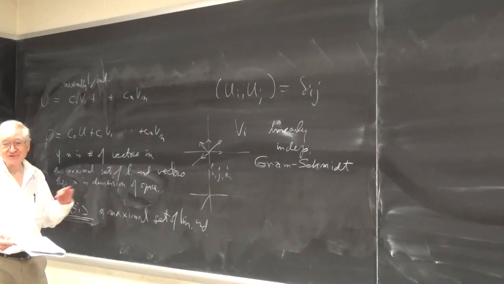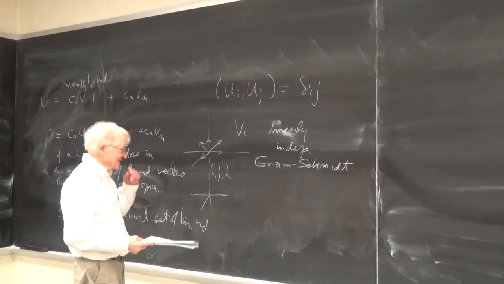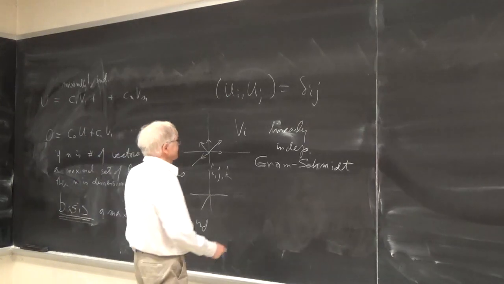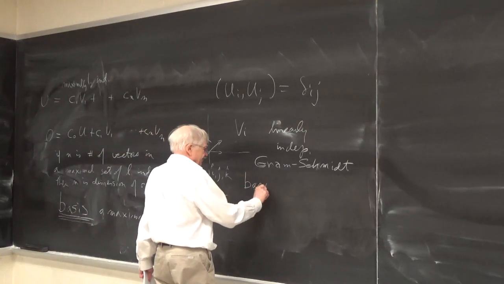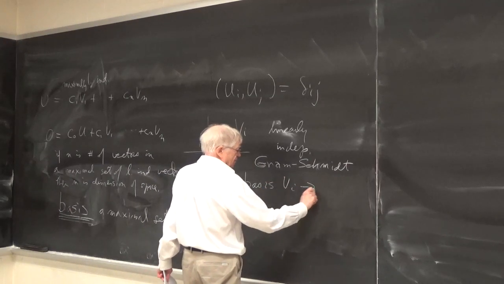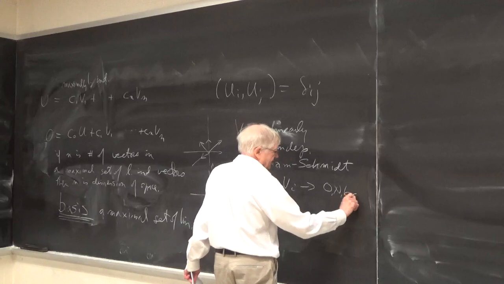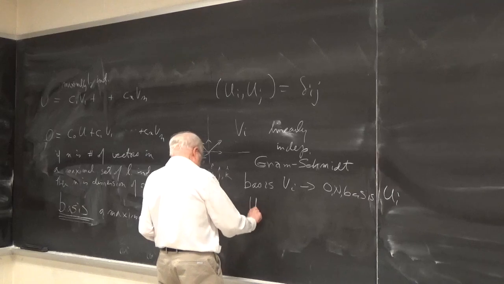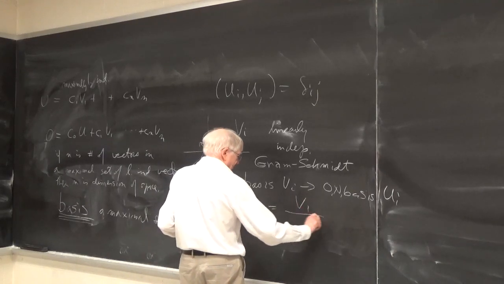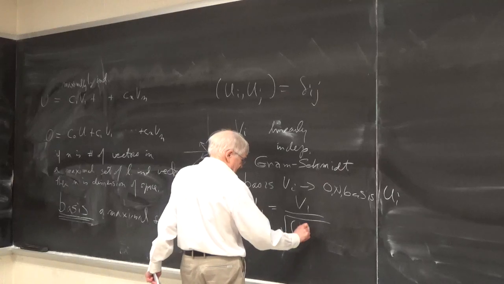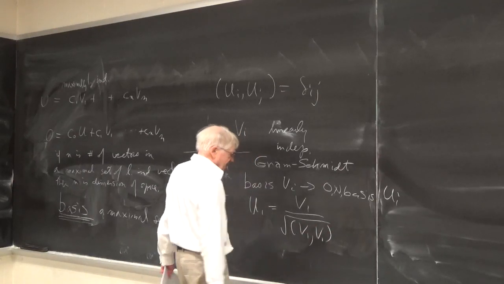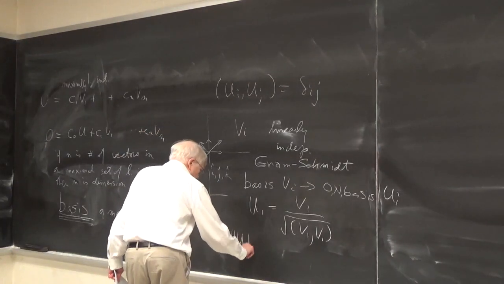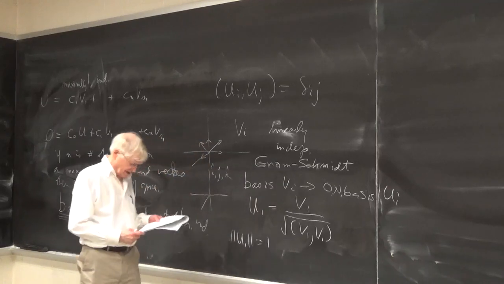You leave the C out or you leave the D out. Let me say what we're doing then. Let's start with a basis V_i, and we're going to go to an orthonormal basis U_i. The first one, we just set U1 equal to V1 divided by the square root of the inner product of V1 with itself. That means the norm of U1 is 1, so it's normal.